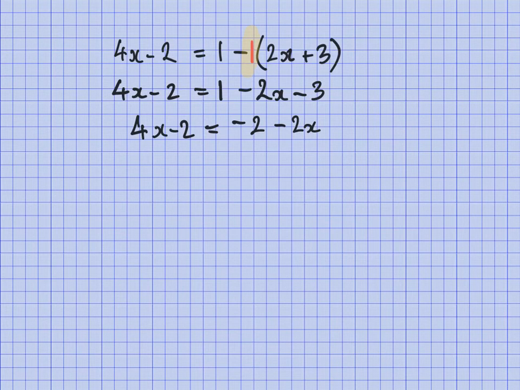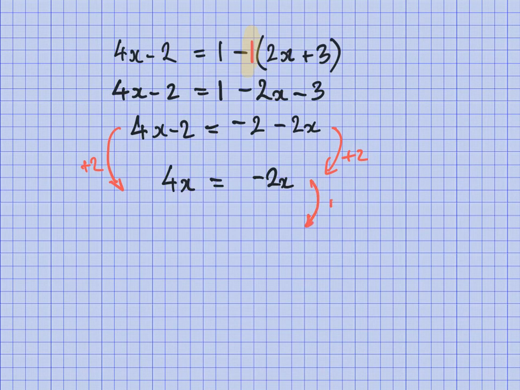I'm going to add 2 to both sides first. So plus 2 to this side, plus 2 to this side. So 4x minus 2 add 2 just leaves me the 4x. Minus 2 add 2 is 0, and the minus 2x remains. I've got x's on both sides. That's messy. Don't like that.